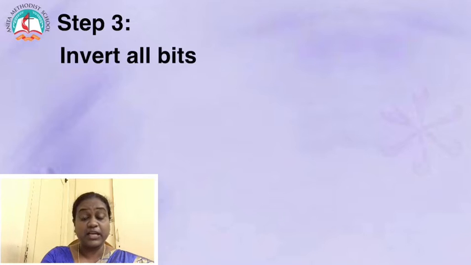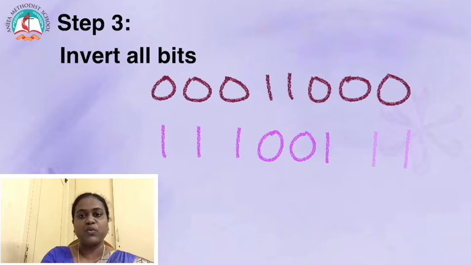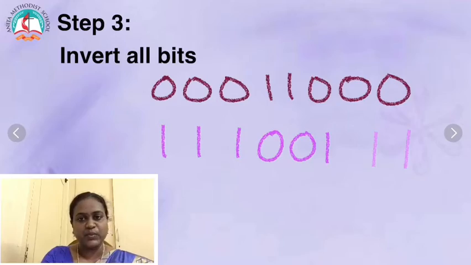Then third step, I will invert all the bits. That is, my zeros will become ones and my ones will become zeros. So can you see here? All the zeros are turned into 1 and ones are converted into zeros. Okay children, so this is how we will convert 1's complement.